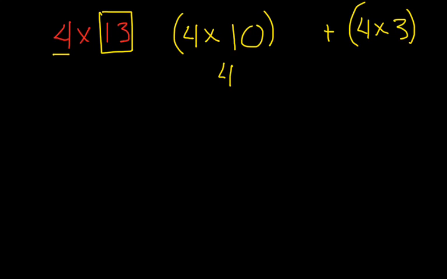So 4 times 10, of course, you know, is 40. And 4 times 3, you know, is 12. And adding them is pretty simple. The ones place is 0 plus 2. And the tens place is 4 plus 1. 52. There. That's what 4 times 13 is. Right? Let's try another one.